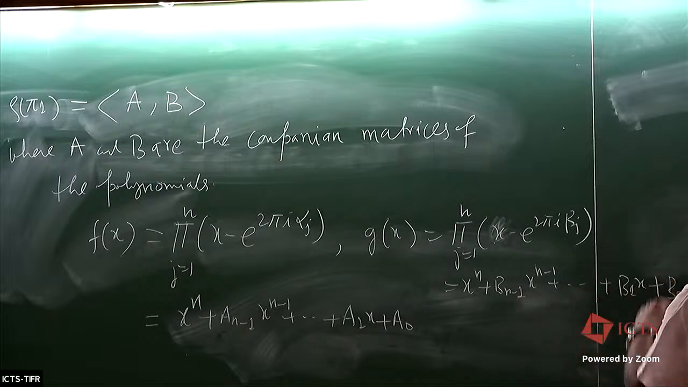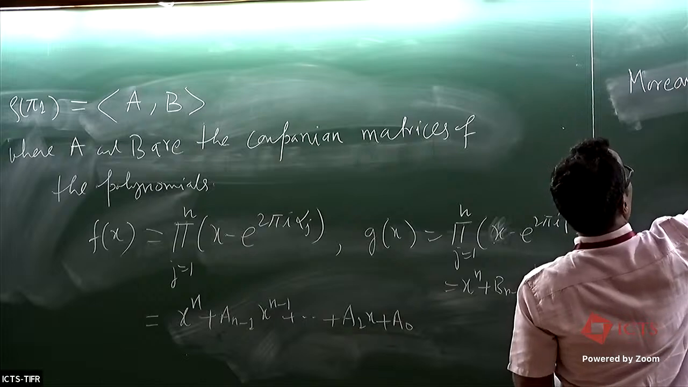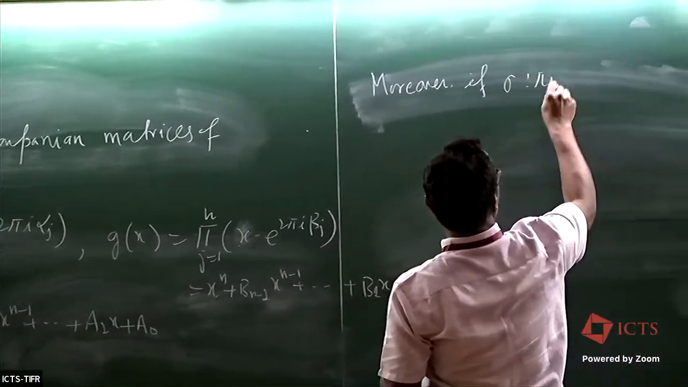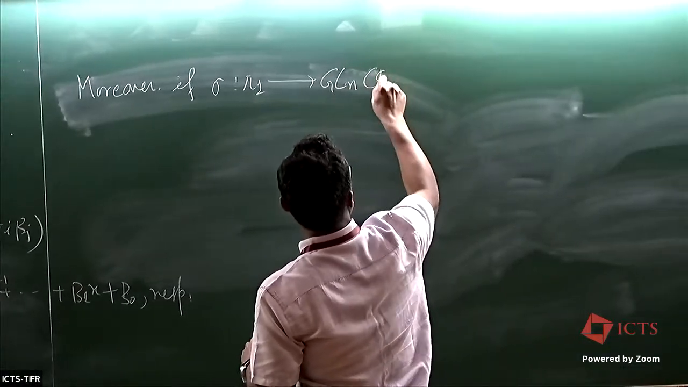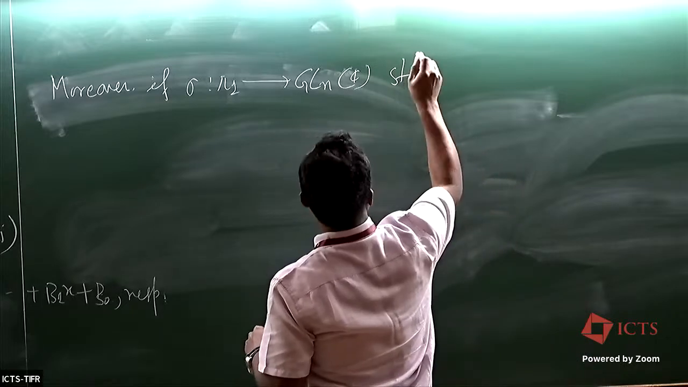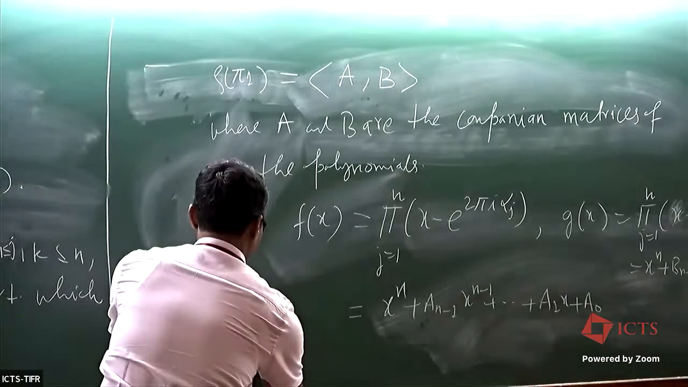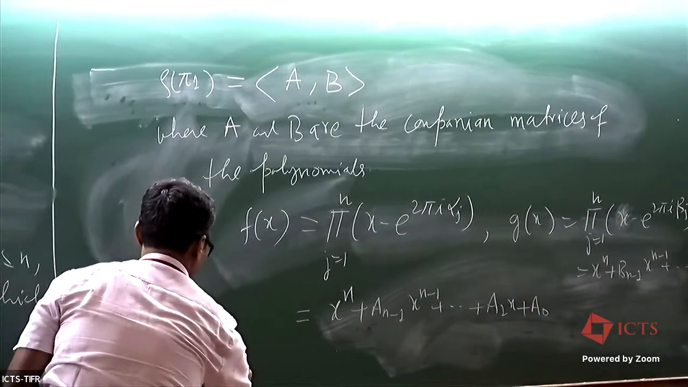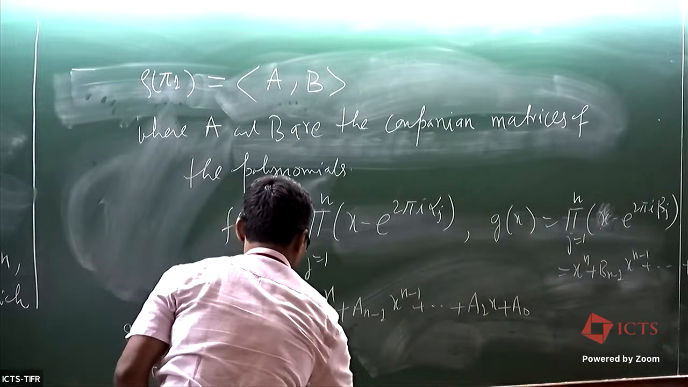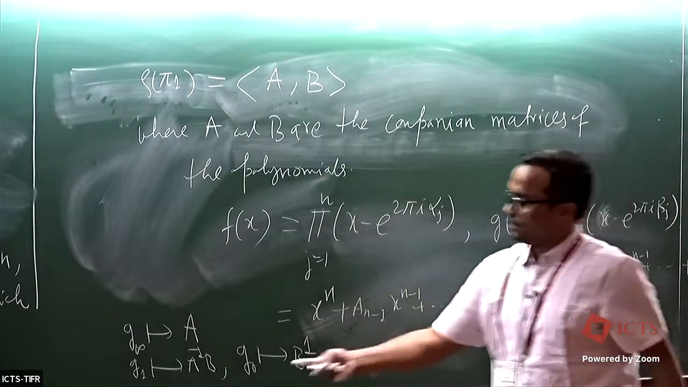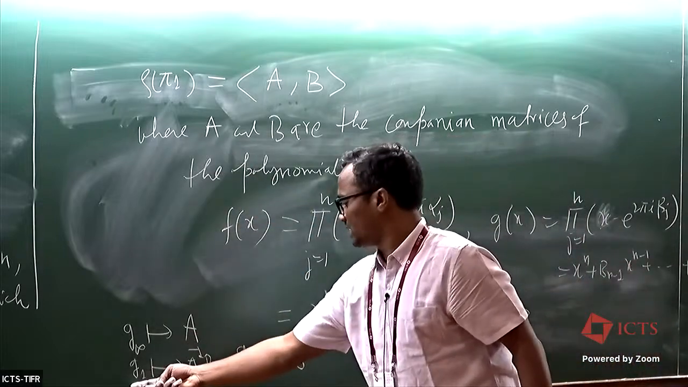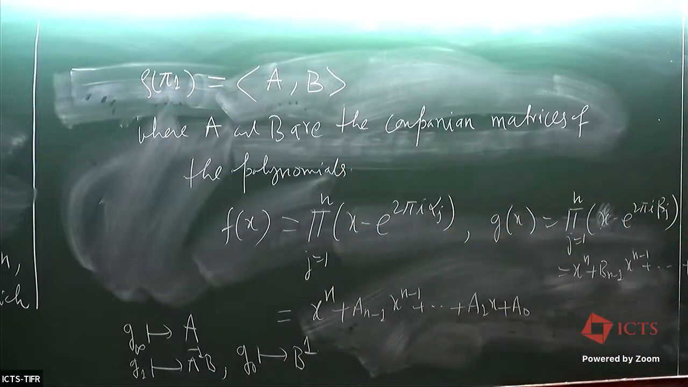And not only this, there is a rigidity condition that, moreover, if sigma is any other representation of pi 1 inside GL(n, C) or GL(V) such that... here also I should have said that this monodromy group is generated by these two matrices. They are companion matrices of the polynomials f and g, and the monodromy representation is defined by sending gamma infinity to A, gamma 1 to A inverse B, and gamma 0 to B inverse. So rho of gamma infinity is mapped to A, gamma 1 is mapped to A inverse B, and gamma 0 is mapped to B inverse.